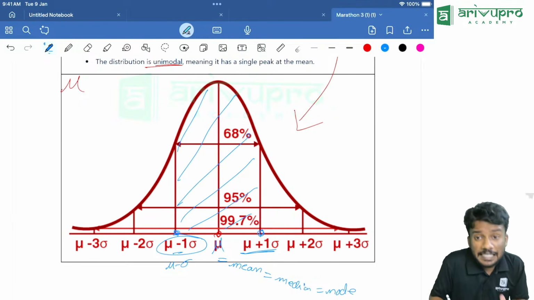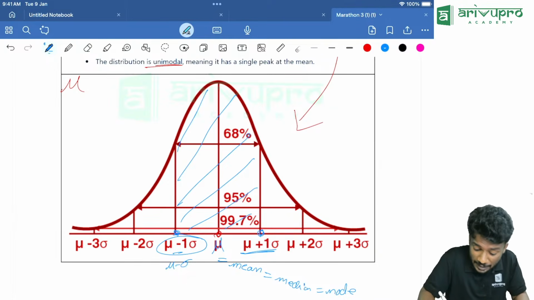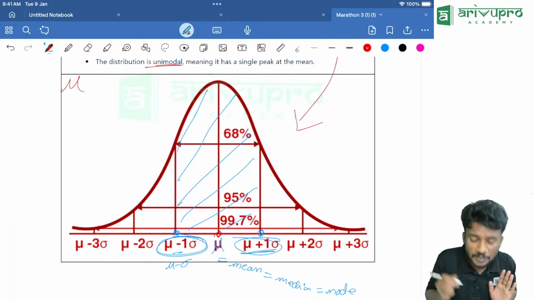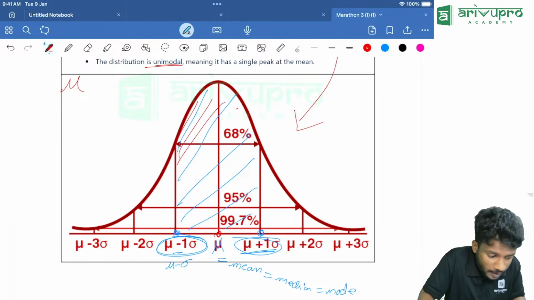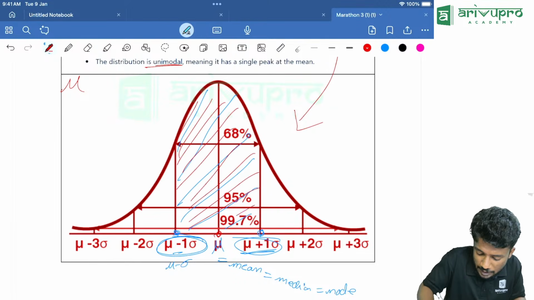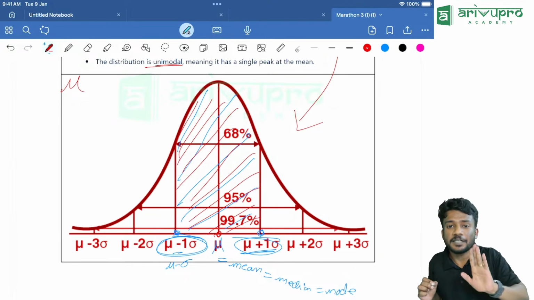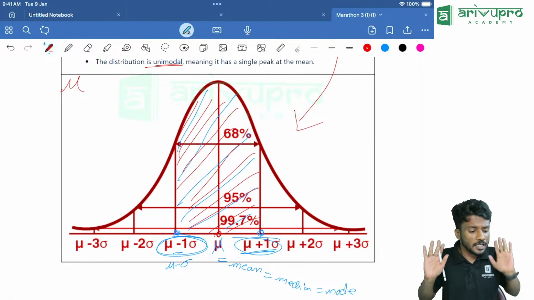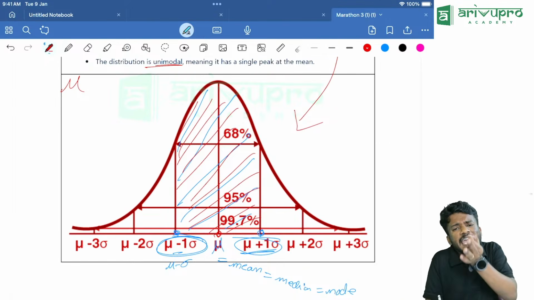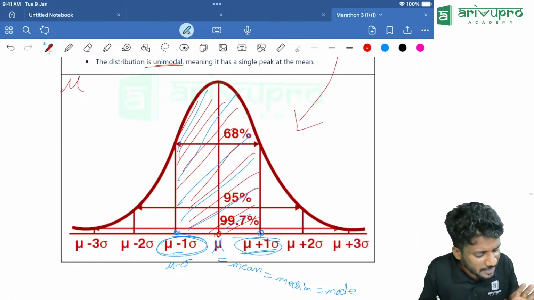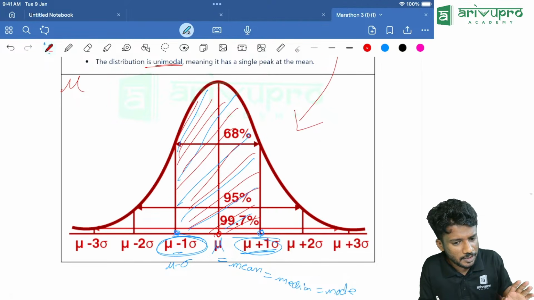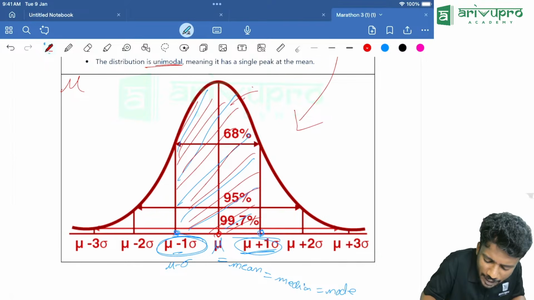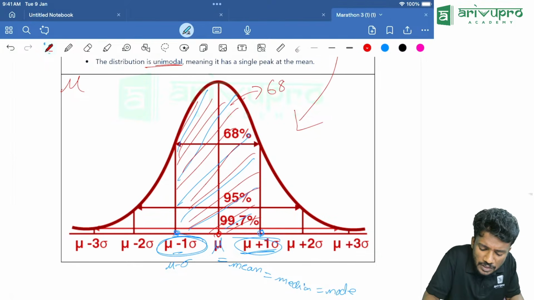So here, what happens? 68% of the area is in between what and what? Mu minus sigma and mu plus sigma. So this is the area. This entire area is what? In between mu minus sigma and mu plus sigma is how much now? 68%. Now, we need to know the exact value of that 68%. Yes, correct.